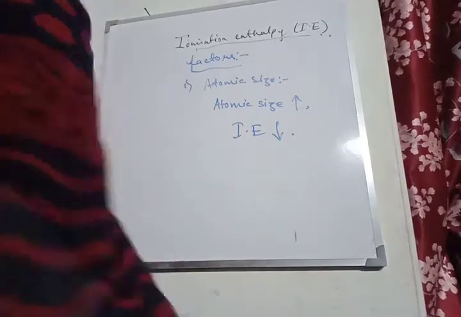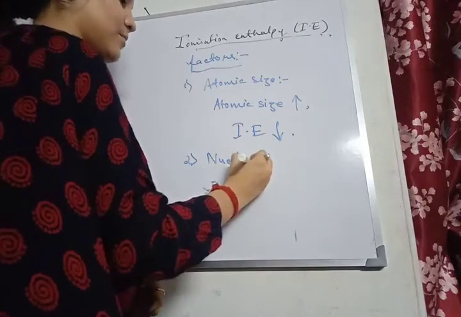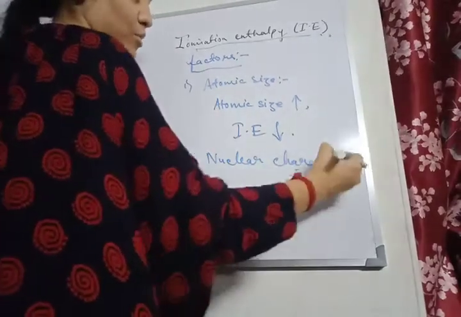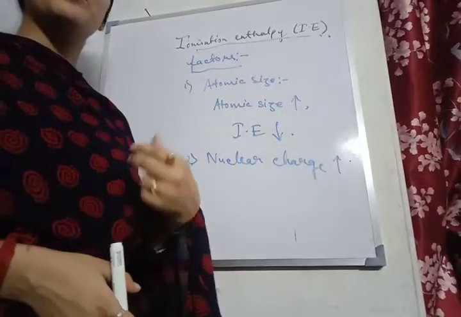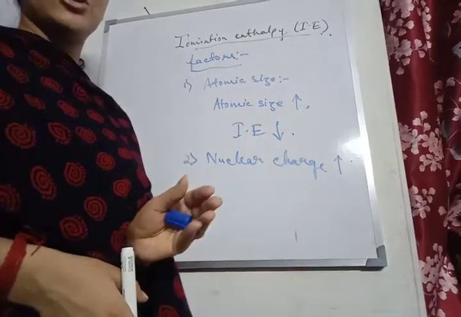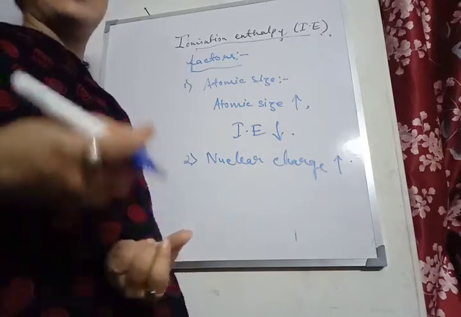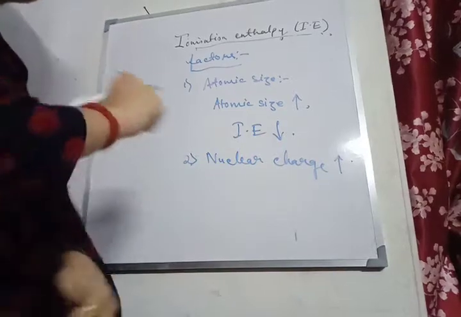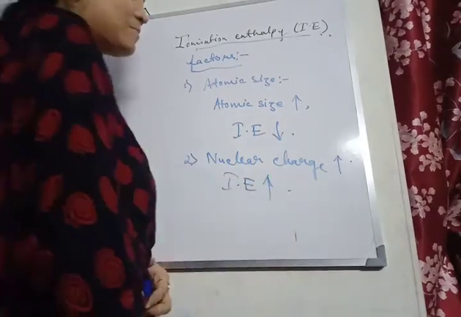Second factor is the nuclear charge. Greater the nuclear charge, the nuclear pull will be more. Nuclear pull means the force of attraction between the nucleus and the valence shell will be more, as a result of which more energy is required to remove the electron. So higher the nuclear charge, my IE value will be higher.